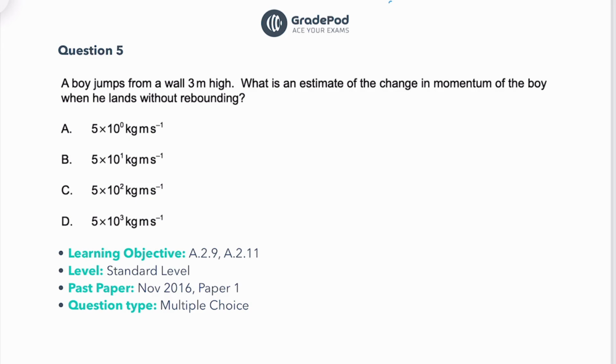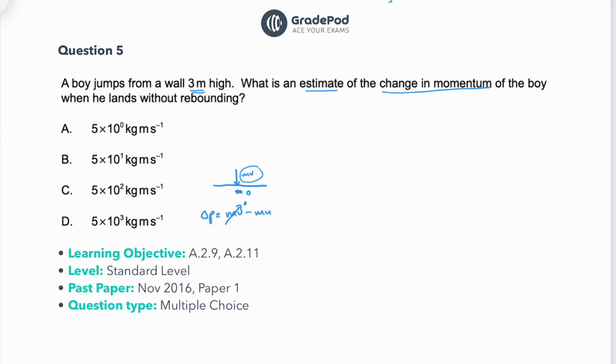Question 5. A boy jumps from a wall 3 meters high. What is an estimate of the change in momentum of the boy as he lands without rebounding? So we have this boy, he lands here. Before he lands, he has a momentum mv, and after he lands, he has a momentum 0 because he's not got any speed. Okay, so the change in momentum is equal to the final momentum minus the initial momentum, and the final momentum is 0. So what we're really looking for is the momentum here just before he hits the ground.